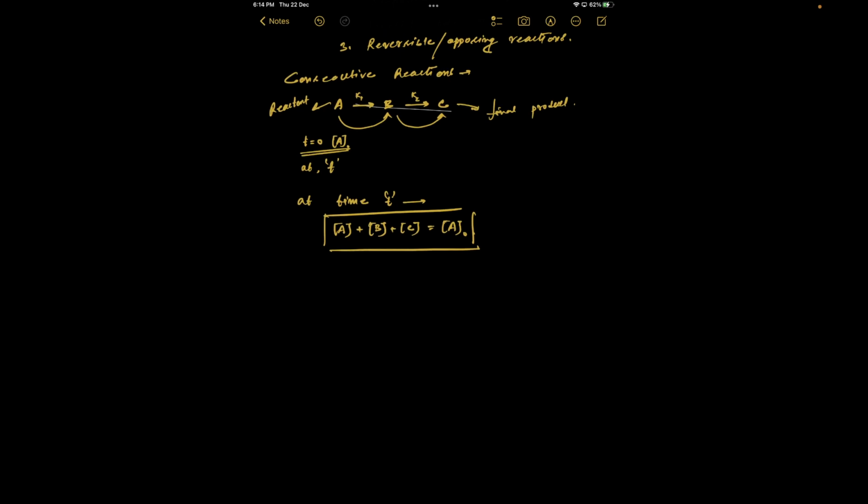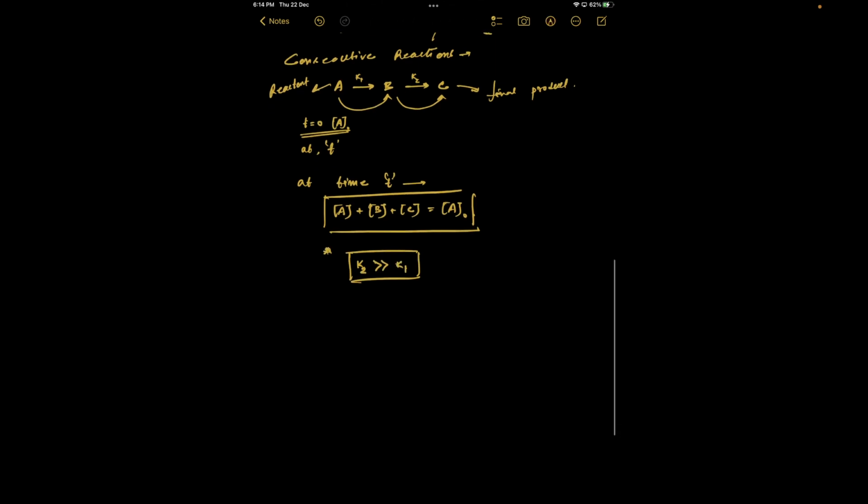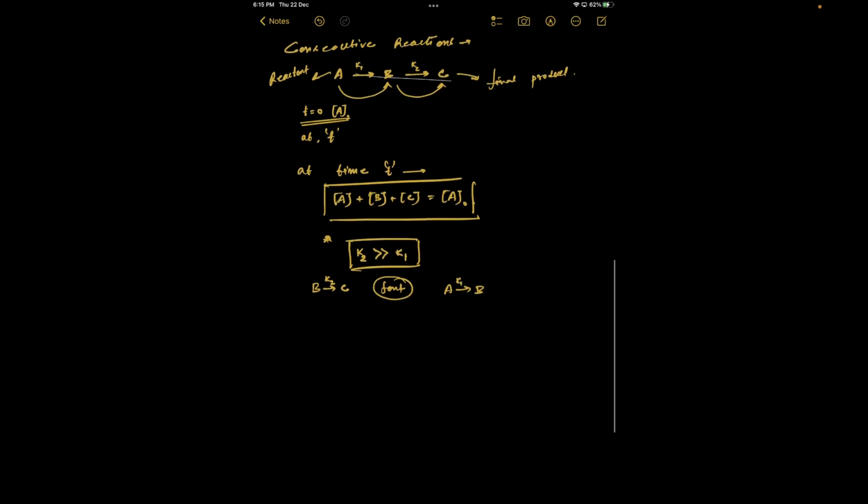Now let's say K2 is very much greater than K1. Let's say this is the first condition. That means the B to C reaction, K2 being the rate constant for this step, is happening very fast compared to the A to B reaction, whose rate constant is K1. So this condition means this.